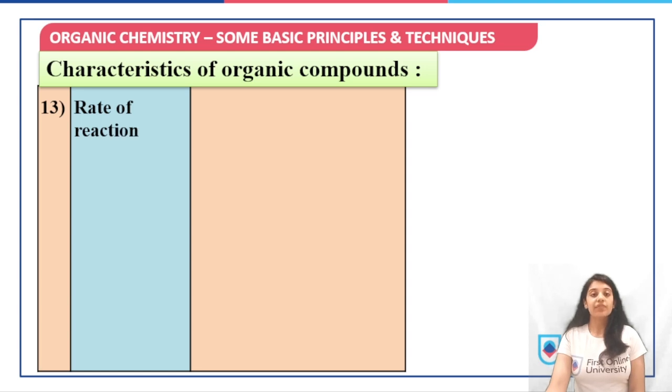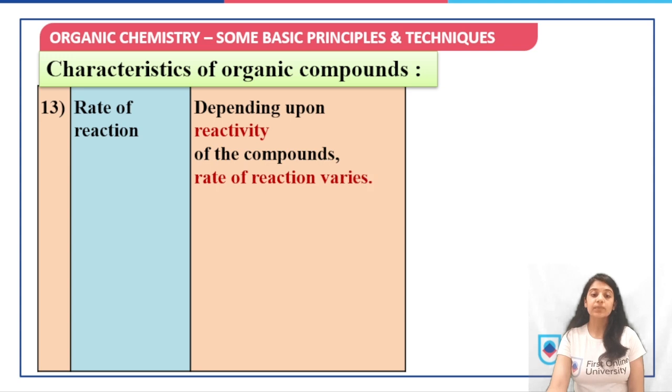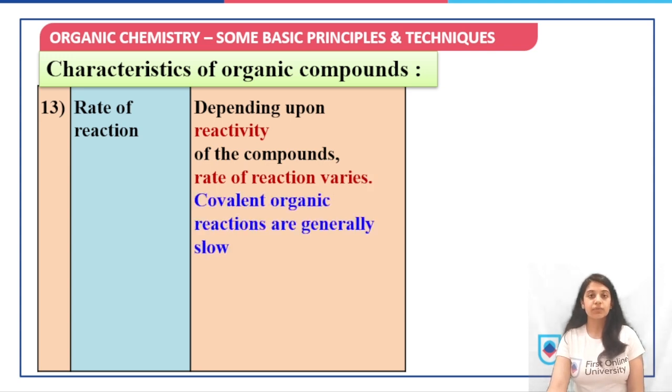Next is rate of reaction. Rate of reaction depends upon the reactivity of the compounds. Depending upon the reactivity of the compounds, I mean how fast or slow they can react or how much they are capable of reacting will determine the rate of reaction. Covalent organic reactions are generally slow.